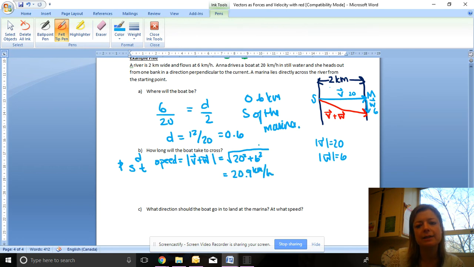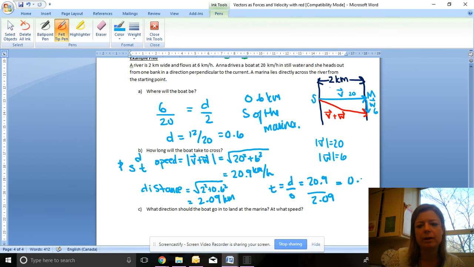It makes sense that it's going faster because it's being pushed. And then the distance, okay, so we're using the same triangle, but now we're just using the distances in this formula. So that would be the square root of 2 squared plus 0.6 squared. So we're using the same triangle, but the distances instead. So you get 2.09 kilometers. So the time is equal to distance over speed. So 2.09 divided by 20.9, which is 0.1 hours or 6 minutes. Okay, that is the amount of time.